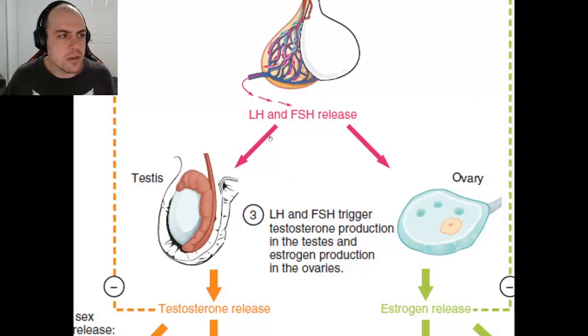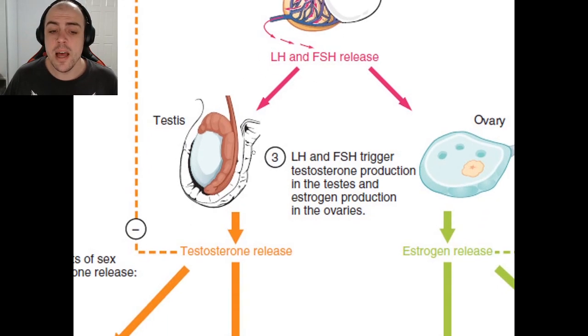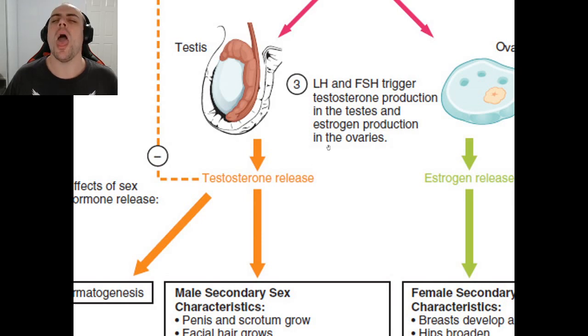Sorry, I should zoom in just a little bit. There we go. And by reducing the amount of LH and FSH that's being released, that's going to decrease the amount of testosterone that's being produced.